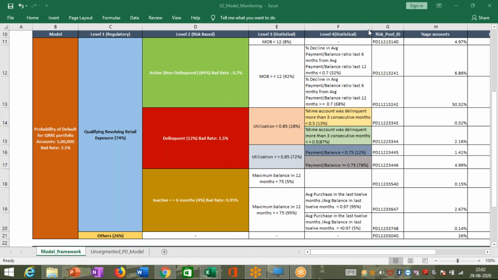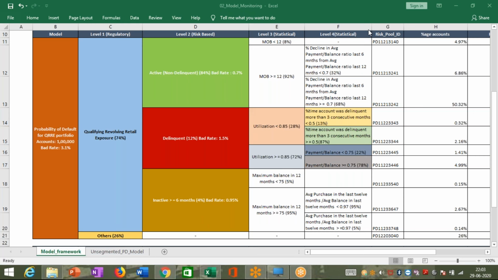So when the variable is passed through the decision tree and I try to further segment it, I see a split happening at maximum balance in 12 months. Assuming that this is the variable at which the split has happened, the question is whether this is a viable split. I am looking into the maximum balance in the last 12 months. Is that less than 75 or more than $75? So that split happens at 75.